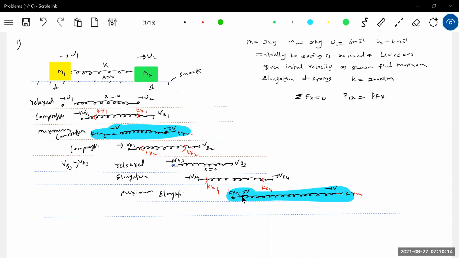At maximum elongation or compression, both the ends of the spring must have common velocity. Then only that is possible. So here first compression will occur, then elongation will take place. Who will determine that? Which one is having more momentum? Okay, this one.